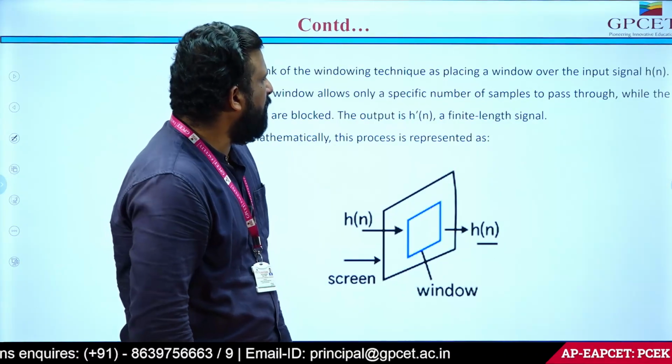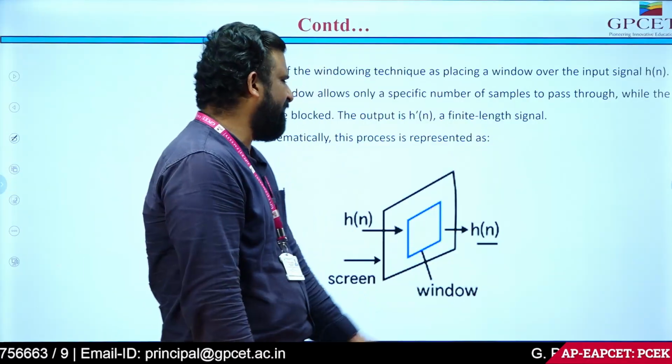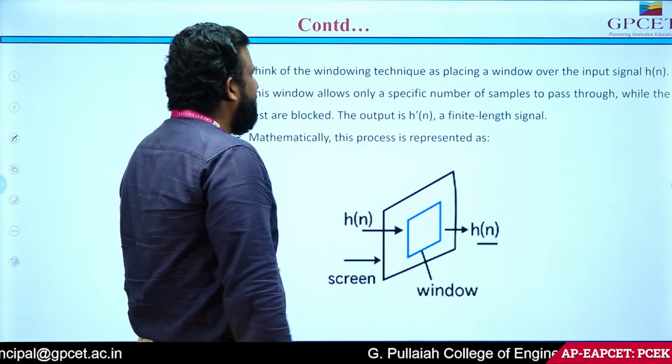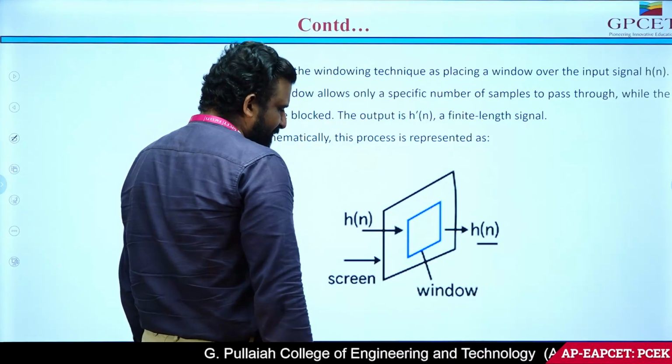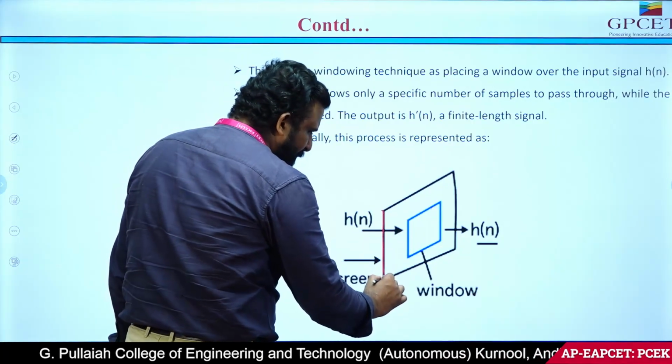How can this conversion happen? Let me take one simple example. Take the windowing technique as placing a window over the input signals. For example, you can observe this particular diagram. I have taken one big screen.